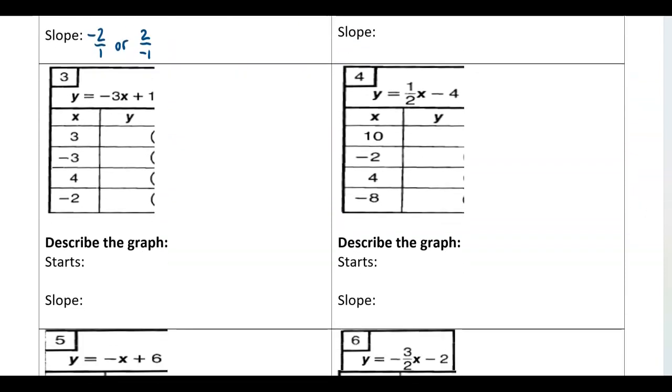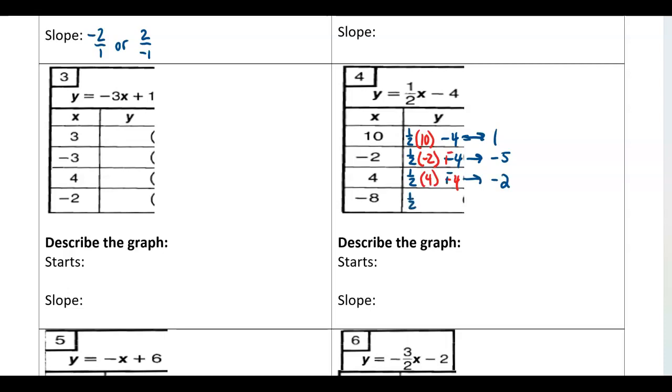Let's do number 4. So 1/2 of, plugging in 10. Make sure you also subtract 4. So half of 10 is 5, and 5 minus 4 is 1. So my output is 1. 1/2 of negative 2. And then remember to subtract 4. So 1/2 of negative 2 is negative 1, and negative 1 minus 4, plus negative 4, gives you your output of negative 5. 1/2 of 4. Don't forget to subtract 4. Half of 4 is 2. 2 minus 4, plus negative, gives you negative 2.